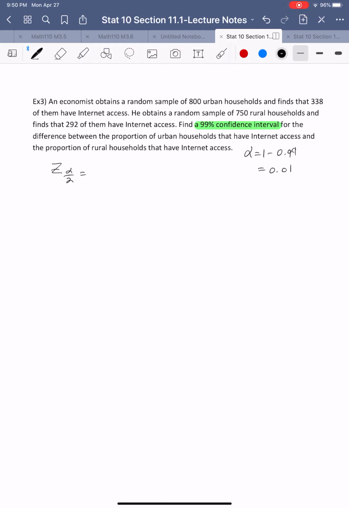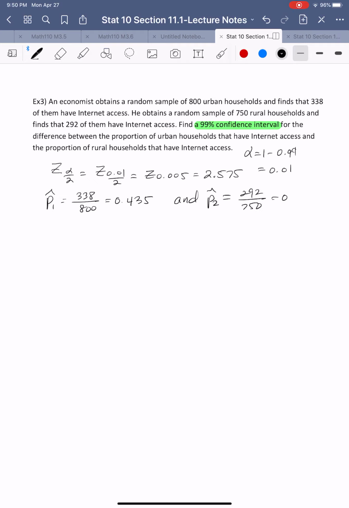And then when we're looking for the z sub 0.01 divided by 2, we get 0.005, which gives about 2.575. And also p1 hat was 338 over 800, which becomes 0.425. And p sub 2 hat is 292 over 750, which becomes 0.3893.